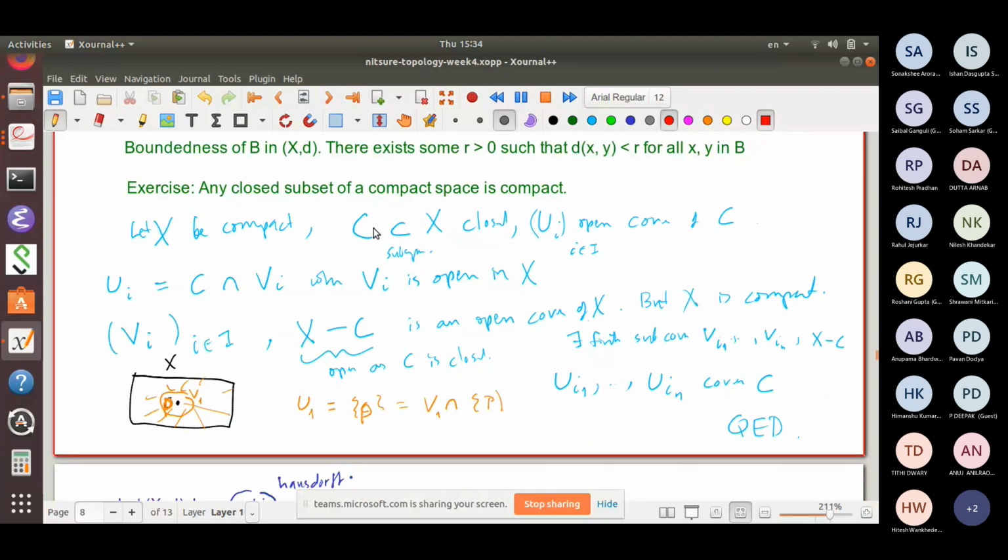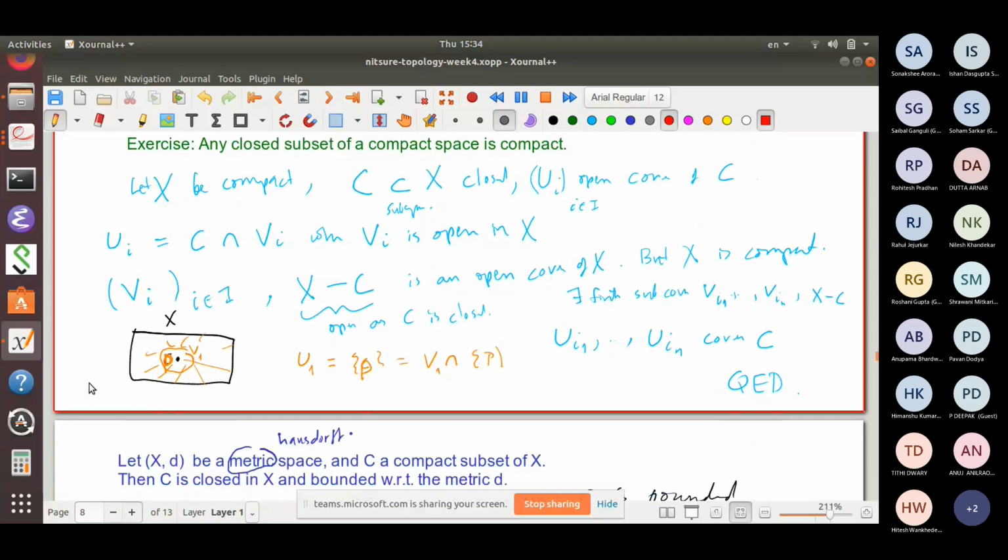We said that given an open cover of C, add one more open set, namely X minus C. Now it becomes an open cover of X. So it has a finite subcover. Now you can leave out this fellow, and the remaining ones will give a finite cover of that subset C.